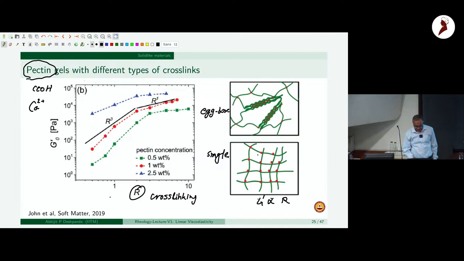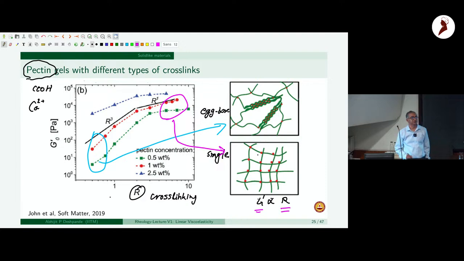At low R, you have a behavior which is given by this kind of egg box. Egg boxes are formed whenever you have less calcium in the system, and single point cross-links are formed whenever you have a very high amount of calcium in the system. When you look at the scaling of G prime with cross-linking ratio, it corresponds very well with what's known for rubber, where it's directly proportional to the number of cross-links present. R is the cross-linking ratio, so that's just how much calcium we are adding in the system. As we increase calcium, the G prime goes up proportionally.